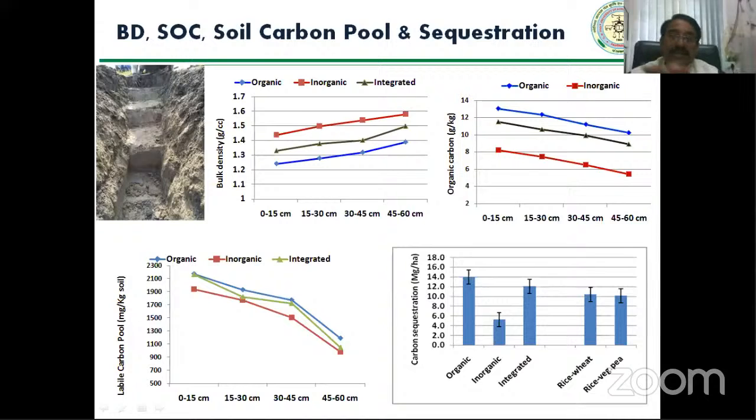Then in soil, the bulk density is less, up to 60 centimeter, and the organic matter is higher. As I told, the organic matter mediated disease suppression system is built up in organic soil. The organic matter is higher, and carbon sequestration is also there in organic soil.